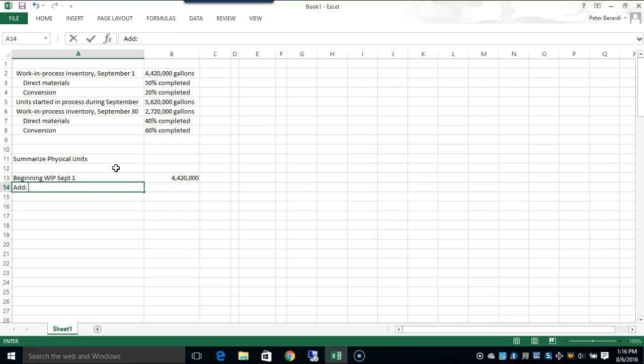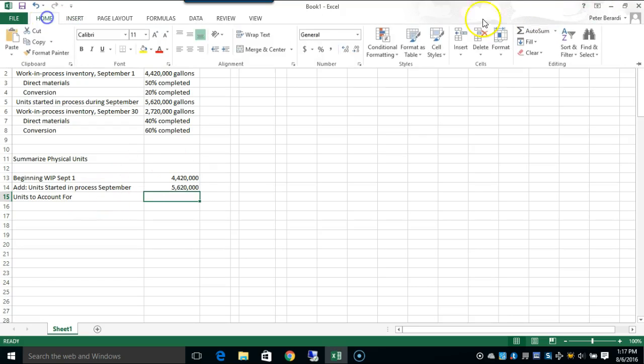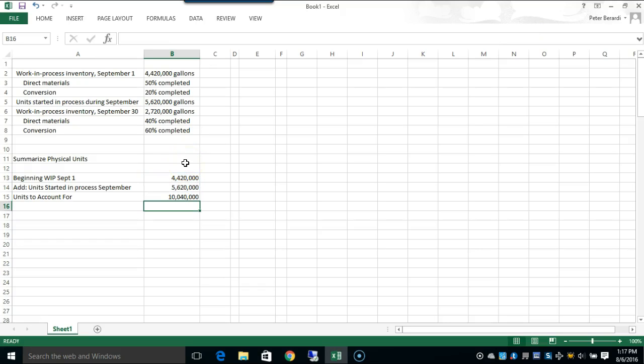Add to that units started in process for September, and that's 5,620,000. So units to account for is the summary of these two.